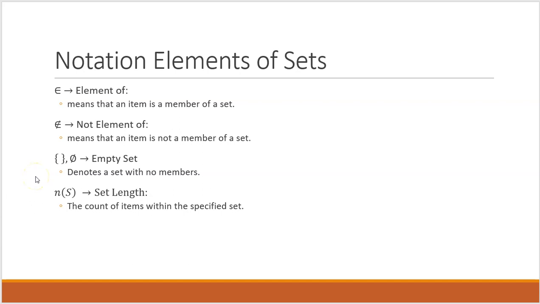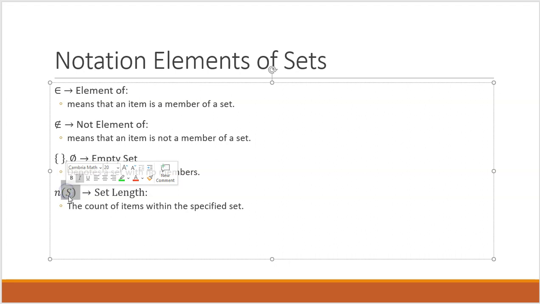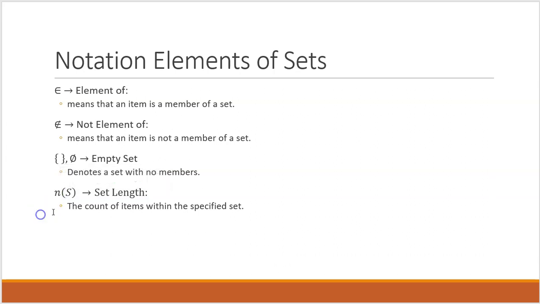And the final bit of notation for this slide is set length. So it's n, and then in parentheses you've got an S, the S representing the set in question, and the n representing number of. So this represents the amount of items or members within a specified set.